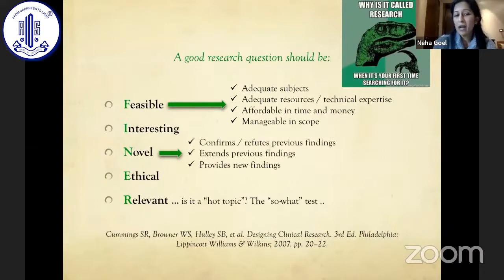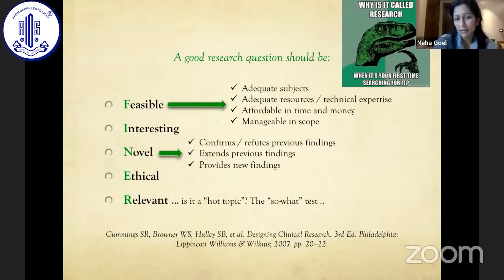Now, even the guide expects you, and you also think that maybe you'll think of something which has never been done before, but that is usually rare. So, you can settle for even confirming or refuting previous findings, or extending previous findings, or like I said, if you get a novel idea, then providing new findings. It should be ethical, wherein your seniors will definitely help you to decide, and it should be relevant, what we call the so what test.